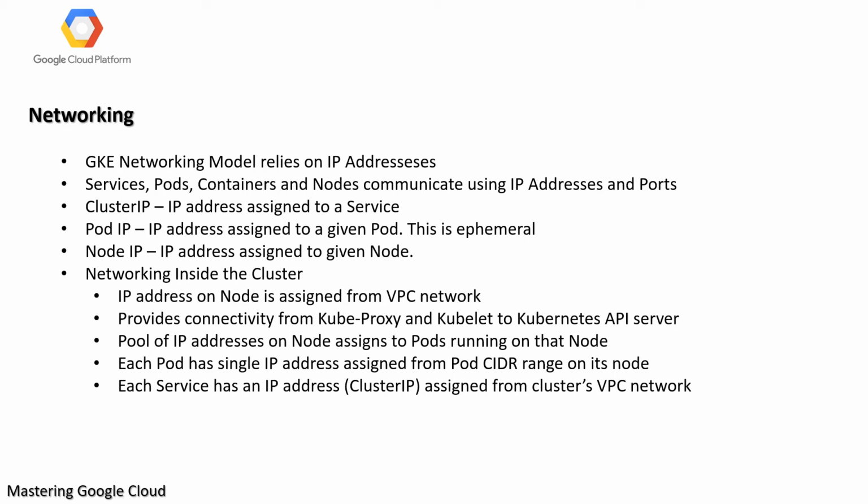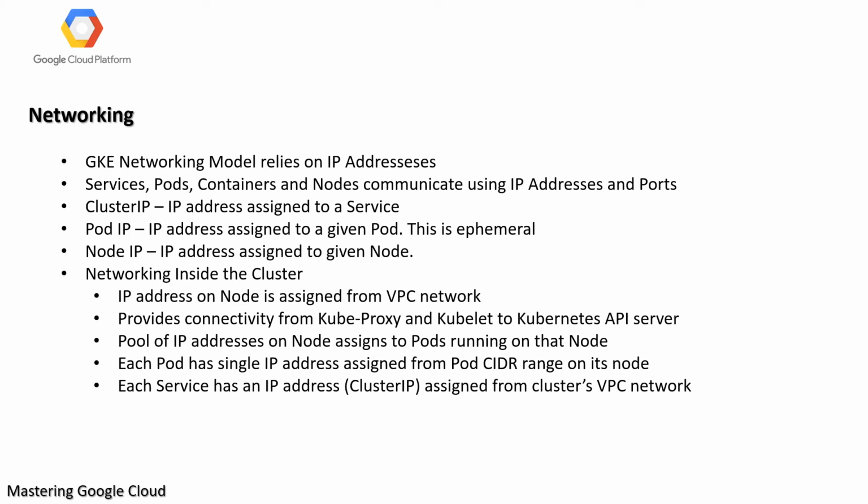Let's look into networking inside the cluster. Each node has an IP address assigned from the cluster's virtual private cloud (VPC) network. This node IP provides connectivity from control components like kube-proxy and kubelet to the Kubernetes API server. This is the node's connection to the rest of the cluster. Each node has a pool of IP addresses that GKE assigns to pods running on that node. You can run a maximum of 110 pods on a node with the /24 CIDR range.